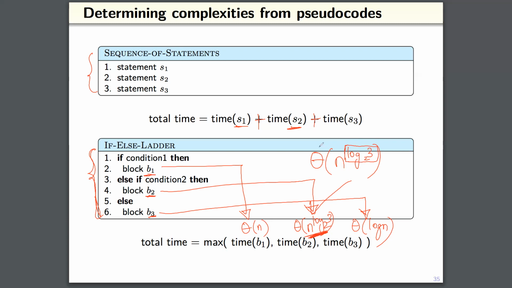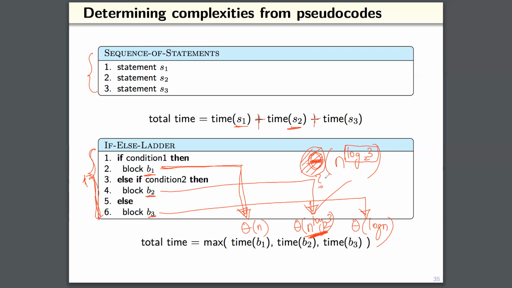However, this is not theta. Can you tell me why? For the code segment, the complexity is not theta. The theta, I said, is the complexity for each of B1, B2, B3, but for the entire if-else ladder, it is not theta. Why? Because it depends on what the condition is. Exactly. n power log 3 base 2 is the worst case, and the best case is log n.